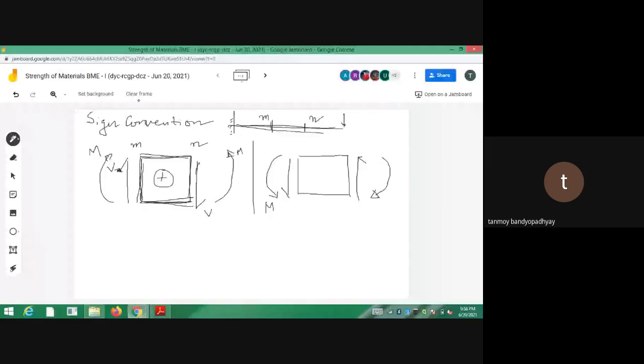So this is M and this is M. So this is V, this is V. So this is my positive thing and this is my negative thing. So this is the positive shear force diagram and this is the negative shear force diagram.